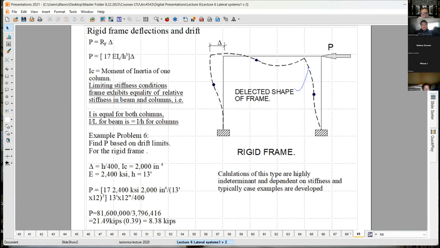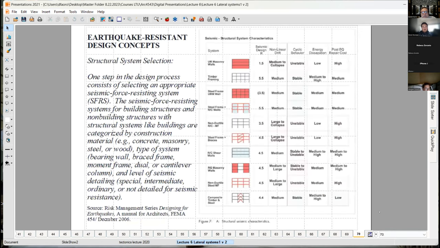Meaning, what is the force that we can accept? We can accept 8 kips, and we will not exceed our drift limit. It's a pretty straightforward calculation.